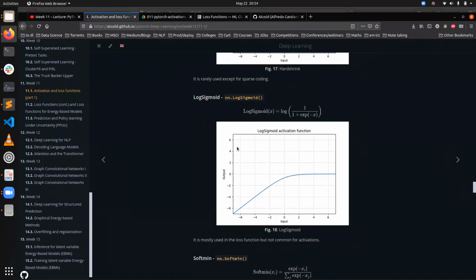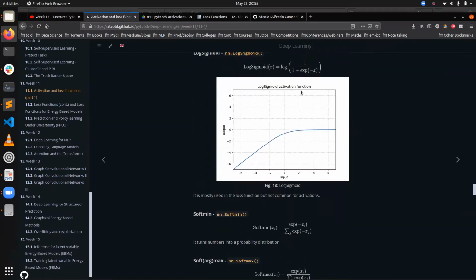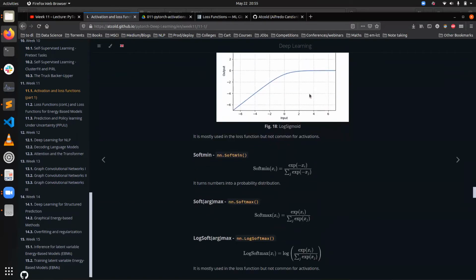Log sigmoid is not used as an activation function in the middle layers. It's used in the last layer as a loss function. So it's just log of the sigmoid.